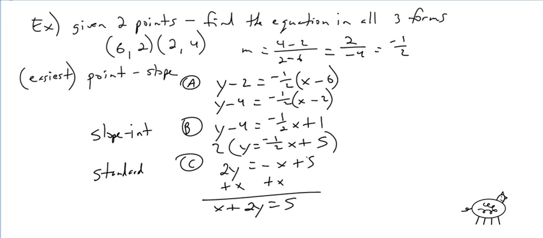Or equals, this should be a 10 here. Sorry, math fans. Okay, so that's 10. Okay, and that's your standard form. X plus 2y equals 10. Pretty mellow. All right.